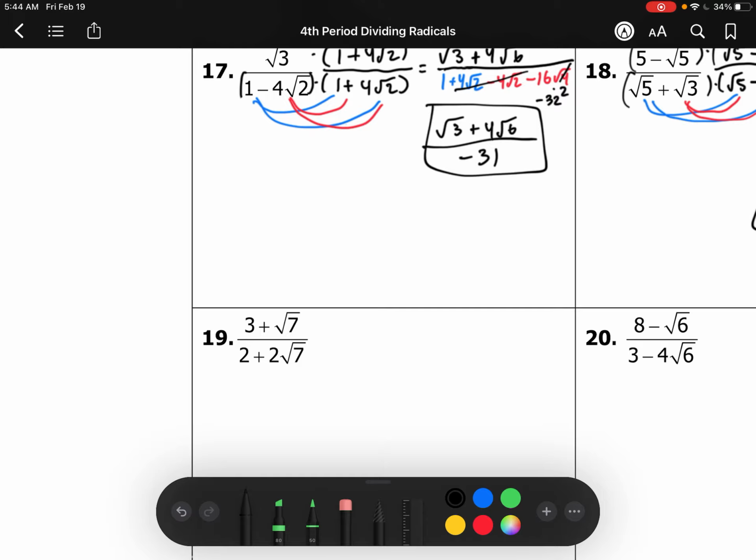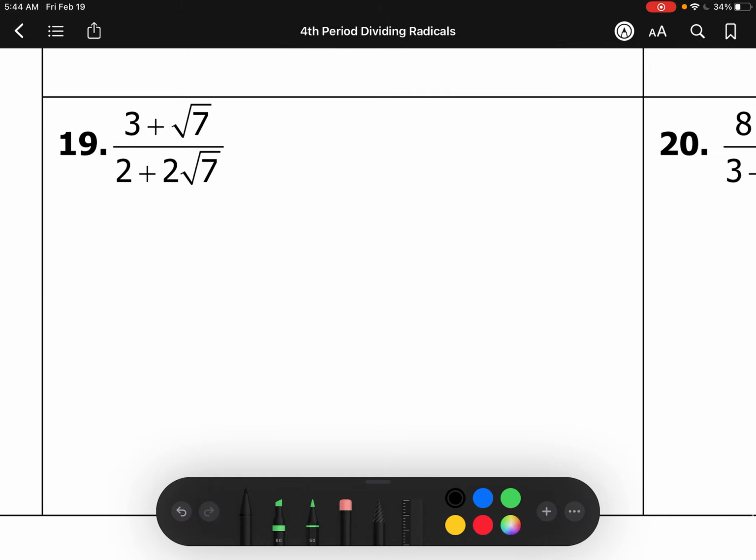All right, let's go on to number 19. Again, we're rationalizing the denominator, so we're going to multiply by the conjugate. Won't make that mistake I made earlier. So the conjugate here is 2 minus 2 times the square root of 7, right? So 2 minus 2 times the square root of 7.